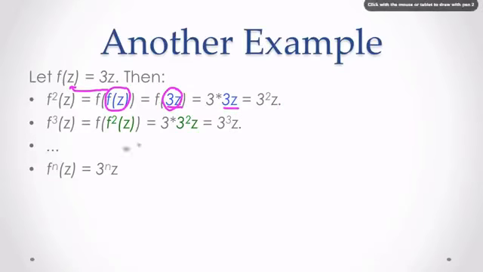What is f3 of z? Well, f3 of z is f of f2 of z, as we saw before. So now we're going to plug f2 of z into f. But we already know what f2 of z equals. We calculated that's 3 squared times z. So now we're plugging 3 squared times z into the function f. Plugging in 3 squared times z into the function f gives you 3 times 3 squared z, which is 3 cubed z altogether. So we see f of z is 3z, f2 of z is 3 squared z, f3 of z is 3 cubed z. And you get the idea that fn of z is most likely 3 to the n times z.